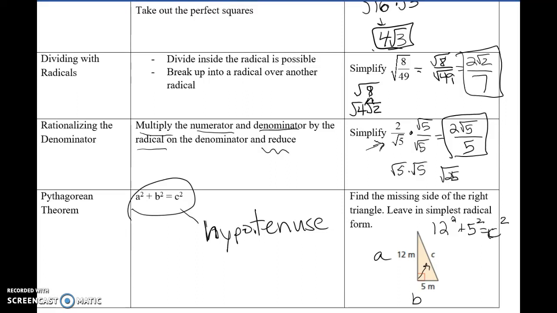12 squared is 144, plus 25. Adding those two together gives me 169 for c squared. And then to solve for c, I'm going to take the square root of both sides. And that will give me a value of c to be 13.